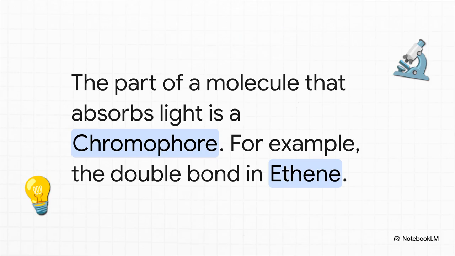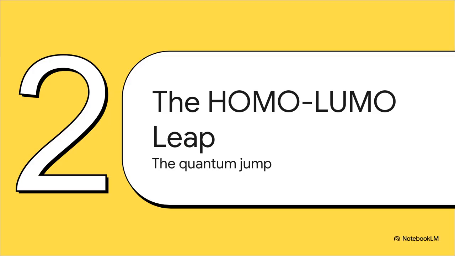Now, it's not the entire molecule that gets in on the action. Nope. Only specific parts, which we call chromophores, are the ones responsible for absorbing light. A classic example? The double bond in a simple molecule like ethene. That's the hotspot. That's where everything happens. Okay, so we know an electron gets this jolt of energy, but where is it coming from and where is it going? Let's take a closer look at what's at the heart of this wild quantum leap.